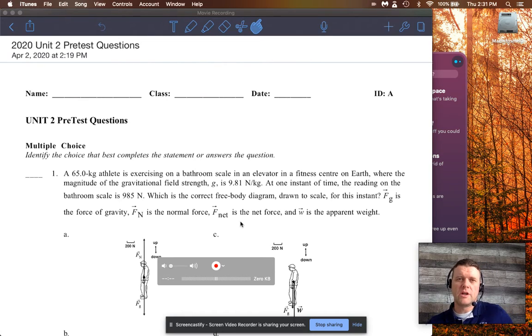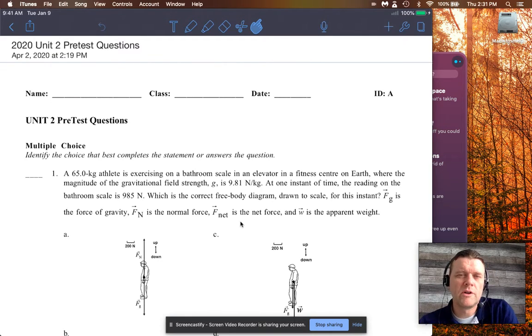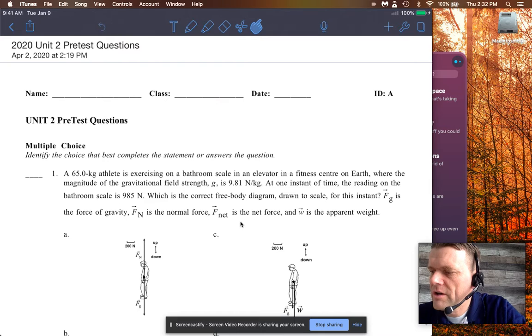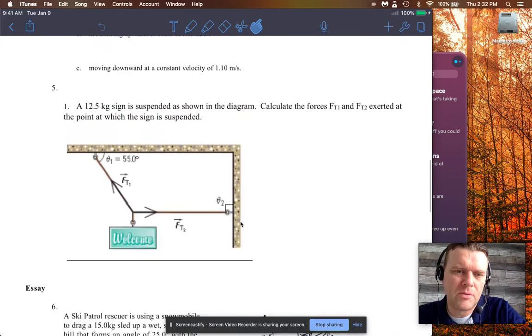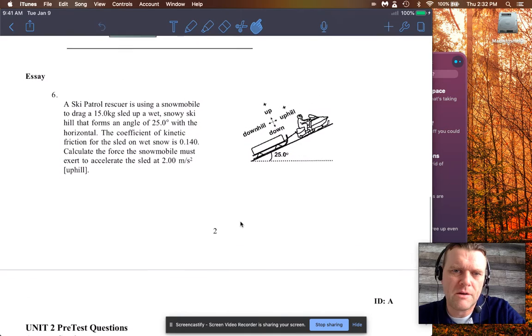Hi, Physics 20s. I wanted to make a post about one of the pre-test questions, just because it's a little bit tricky, and yes, hint, hint, there's a couple questions like it on the test on Monday. So the question is dealing with a sled being pulled up a ramp. It's this one right here.